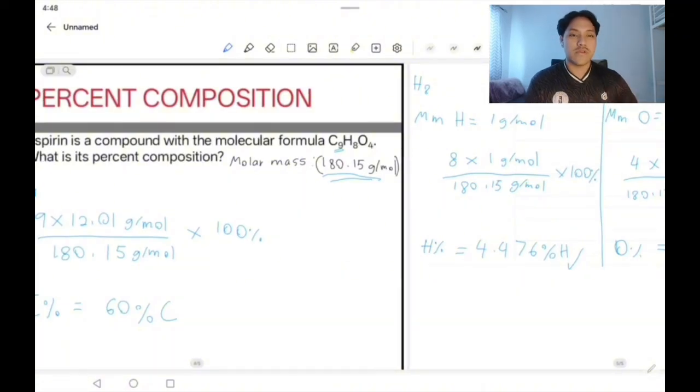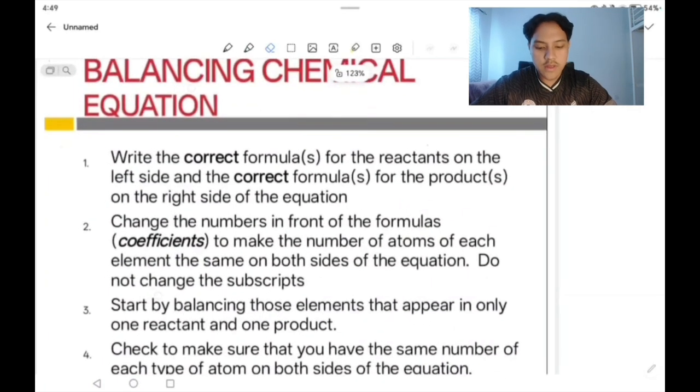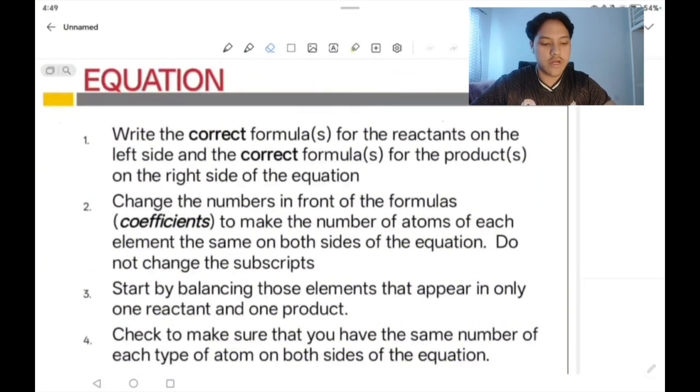So let's move on to balancing chemical equations. For balancing chemical equations, there are four key components to make the chemical equation balanced. So let's check it out. The first one is to write the correct formula for the reactants on the left side and the correct formula for the product on the right side of the equation.